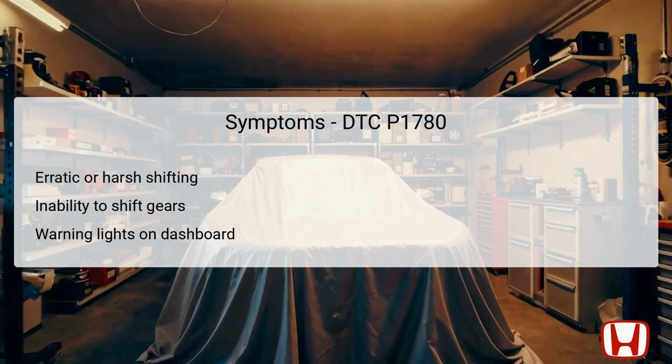When DTC P1780 is present, several symptoms may become evident while operating the vehicle. One clear symptom is erratic or harsh shifting, where the transmission shifts unexpectedly or with a noticeable jolt, affecting driving comfort and safety. Additionally, you may notice an inability to shift gears altogether, which can result in the vehicle getting stuck in one gear, making it difficult to drive.